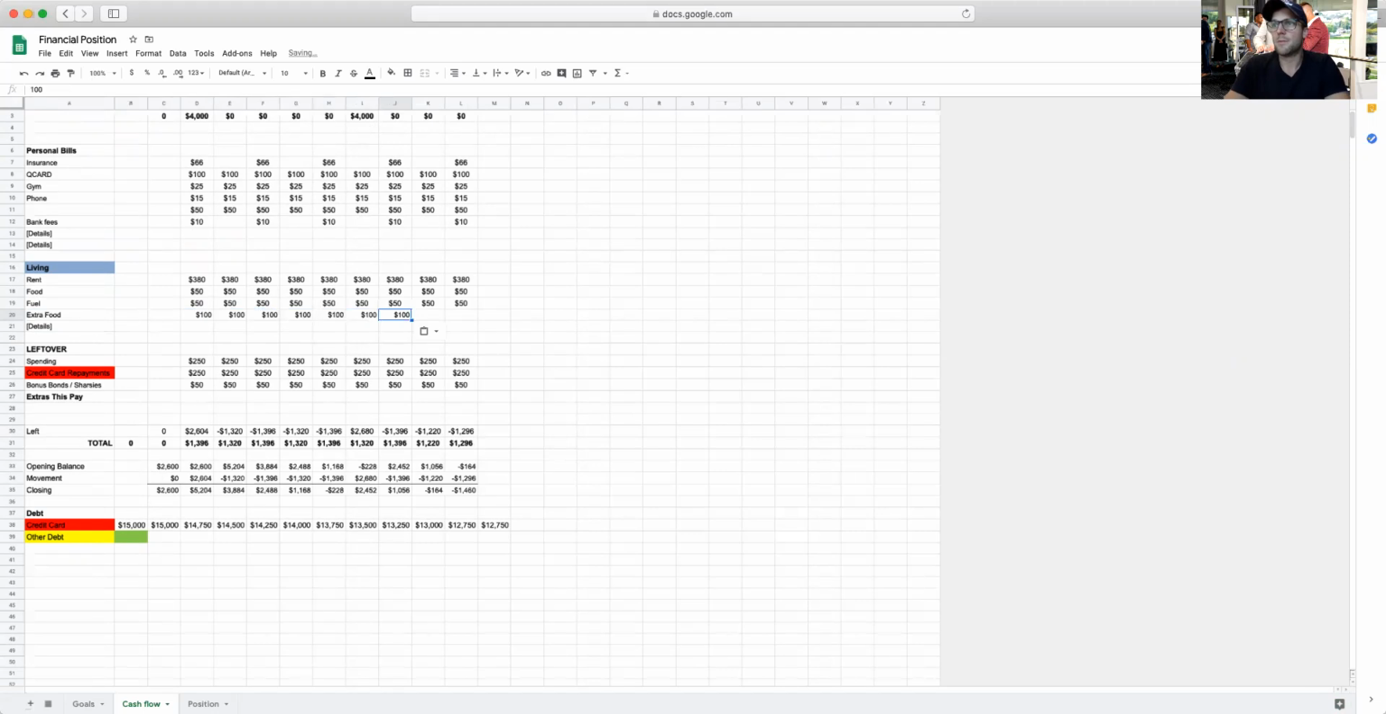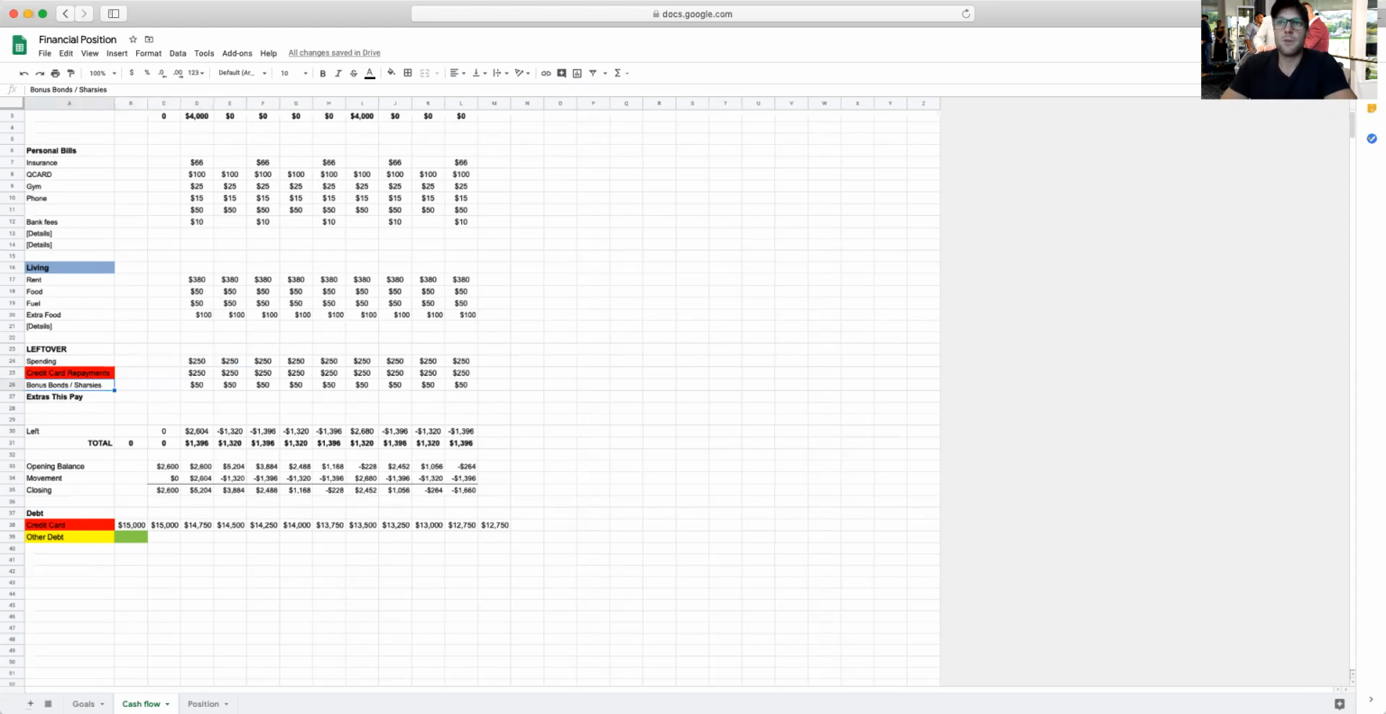So, and then the numbers will change down the bottom as you see. So from here, then you've got leftover. So these are the things that you're going to use your extra money for. So it might be that you want $250 a week to spend on whatever it is that you want to spend it on. You might be repaying a credit card, so that's $250 gone.